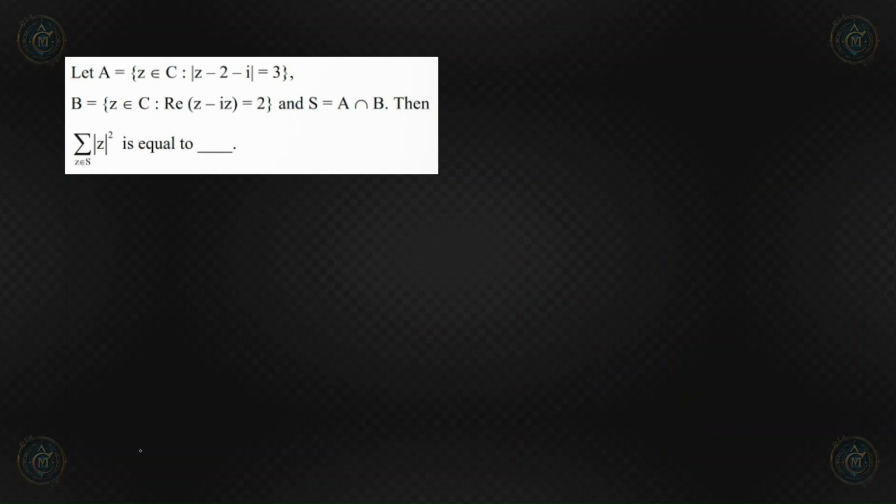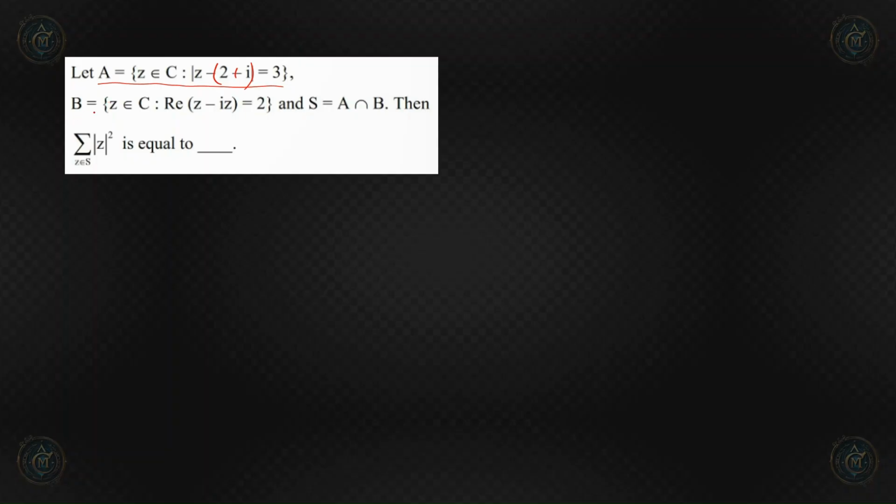Okay. So here we are given, let A equal to this set. This set is z belongs to the set of complex numbers such that mod of z minus (2 plus iota) is equal to 3. So we know this is an equation of a circle which is centered at (2, 1), and the radius of the circle is equal to 3.